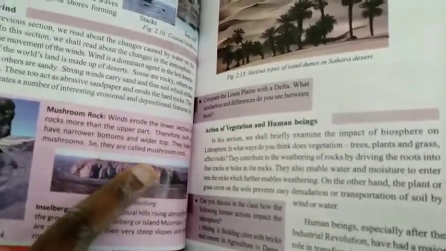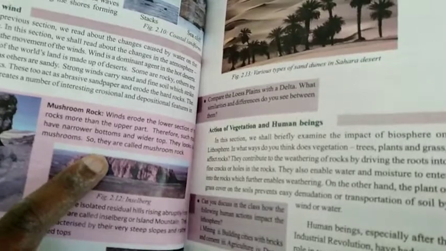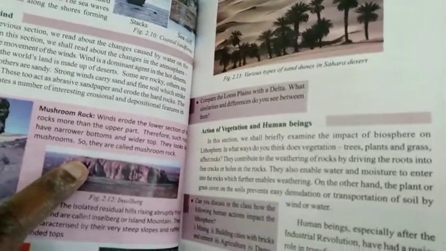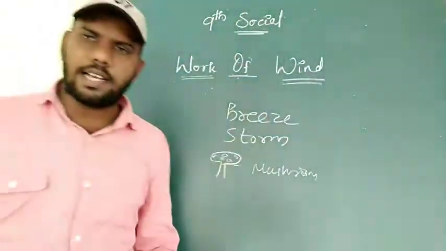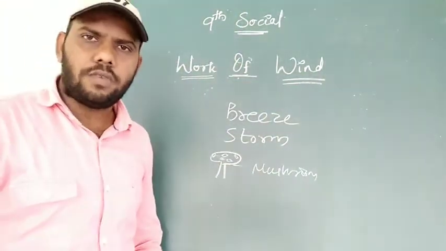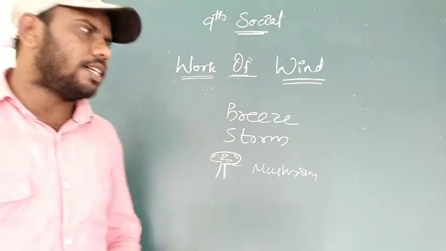Okay, here we can find plateaus, not something flat at the top. Got it, children? So this is an inselberg, and this is what we can call the mushroom rock. Already we know the desert.